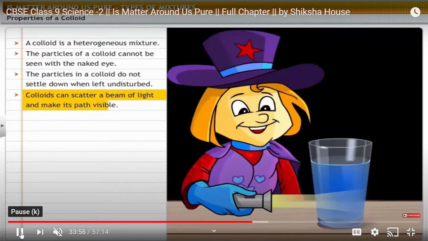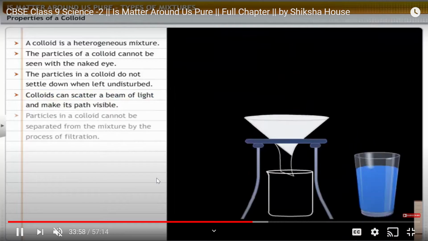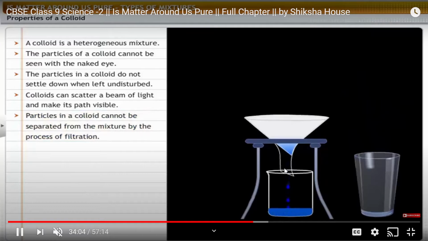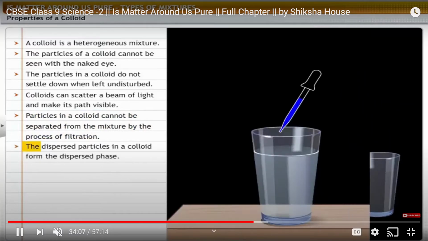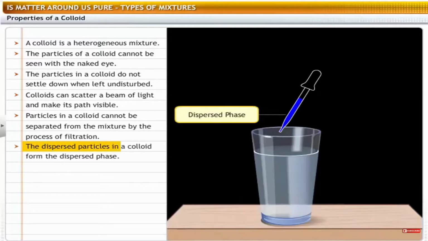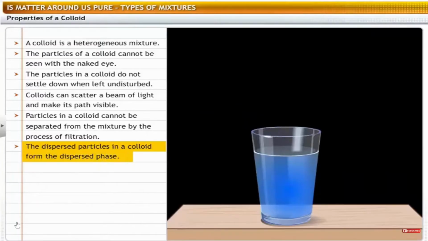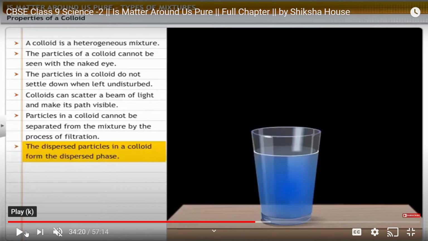Now the next property about colloids, children, is that if you want to filter the mixture, you see the mixture will not be separated by filtration method, and the dispersed particles in colloids form the dispersed phase. Now remember this, that dispersed particles in a colloid form the dispersed phase. Now children, here dispersed particle means the things which you consider as solute.